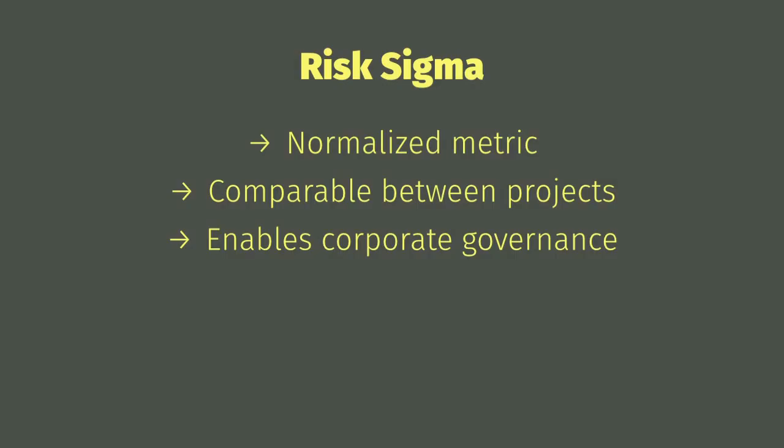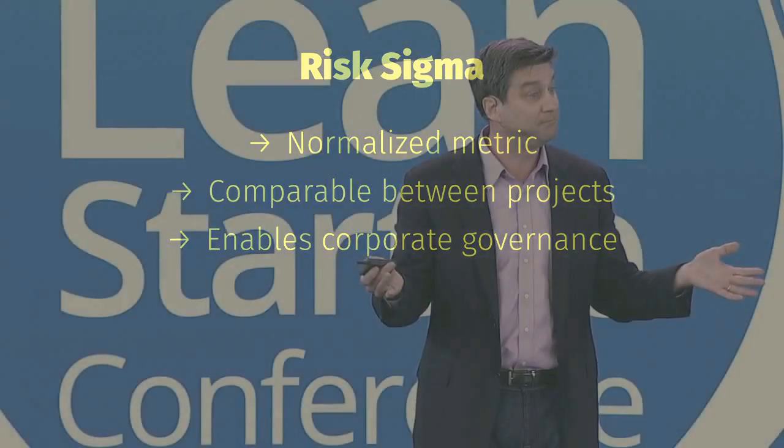Now, the important thing to understand about sigma is that it's a normalized metric. It's comparable between all of your projects and apples to apples. It takes into account the investment amount, the potential return, the duration. All of these things are taken into consideration when generating that number. And with a comparable between projects, you can now enable corporate governance. You can look at 2 projects and say, which one should I pursue? Well, they have the same valuation. I'll go with the one that represents the lower risk, the lower sigma.